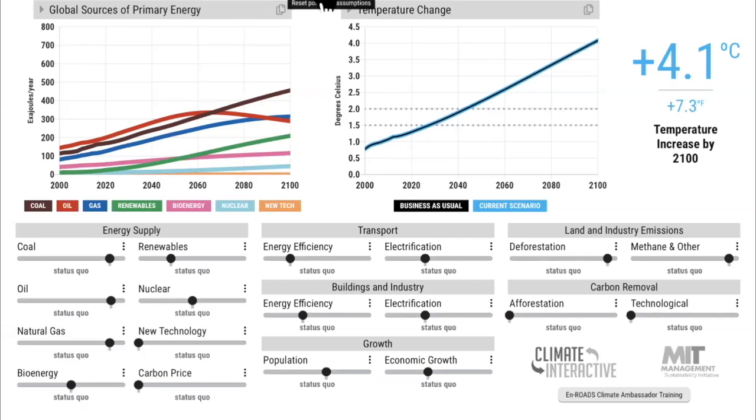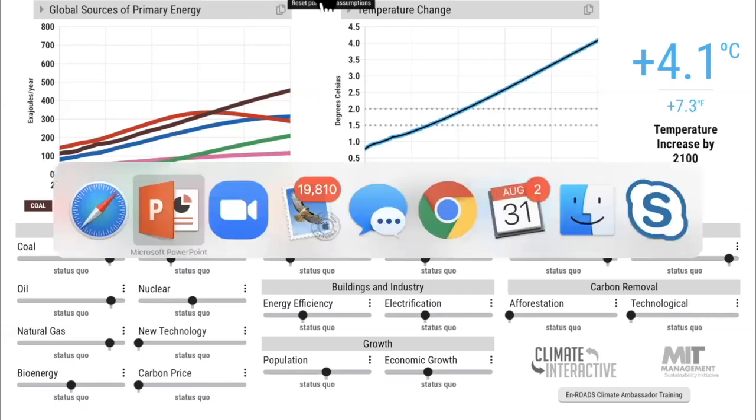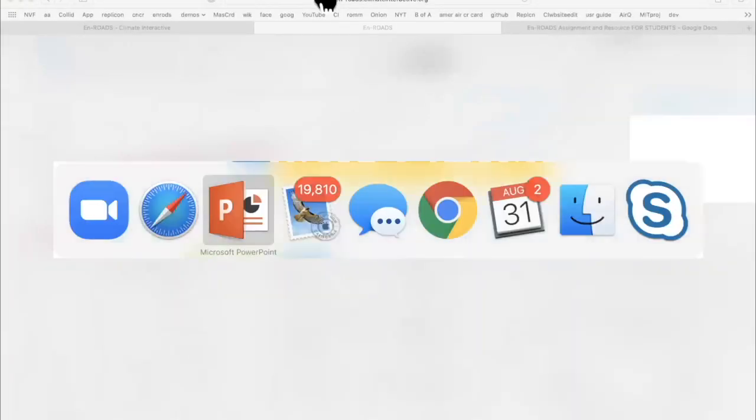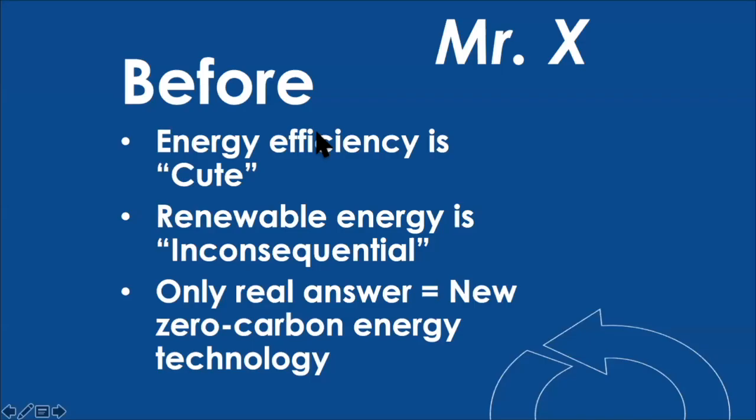We're going to just start with a case study of the experience I had, starting 8 years ago when we really got engaged in this. We talked to a very prominent, vocal tech person who had a strong opinion about addressing climate change. We'll call him Mr. X. Mr. X said that energy efficiency is cute. And when someone says cute about an energy source, that means bad: that energy efficiency was not going to really help the climate enough. Renewable energy, inconsequential. It's never going to add up to doing much.